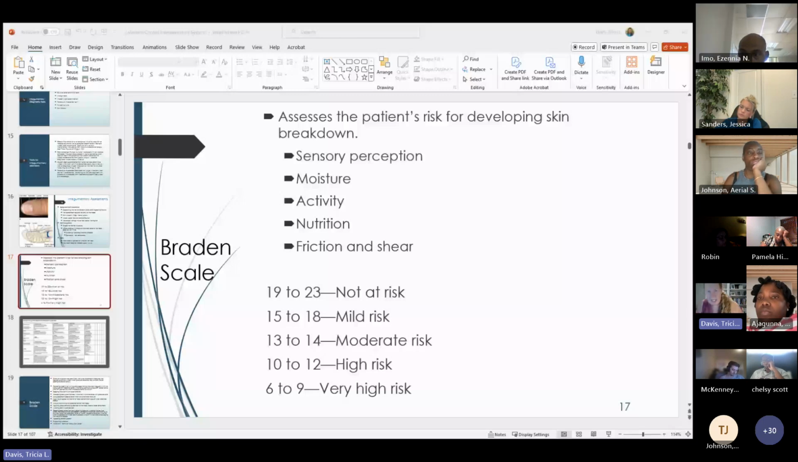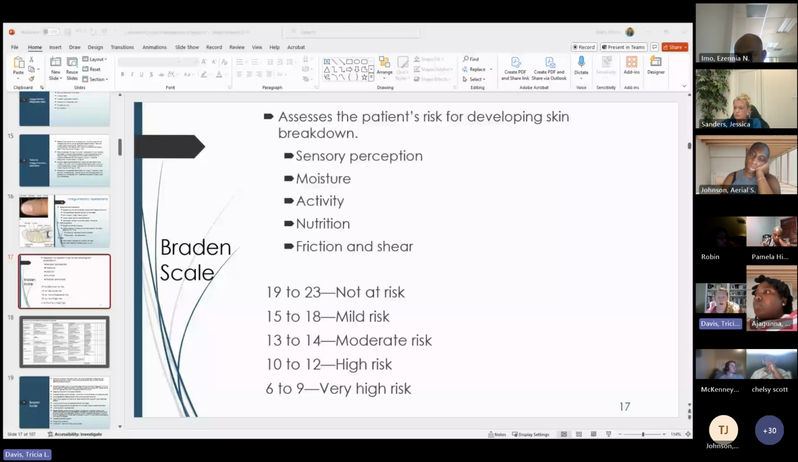The different categories that we look at are sensory perception, moisture, activity level of the patient, what their nutrition is like, and then friction and shear. The computer will automatically give you a score. The lower the score, the more at risk you are. So 19 to 23 is perfect.